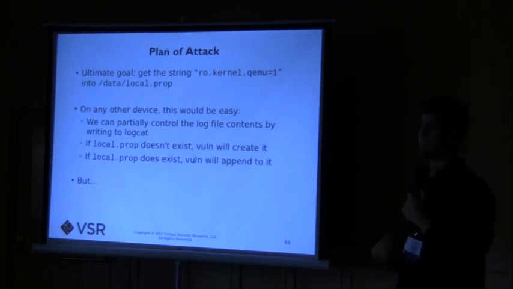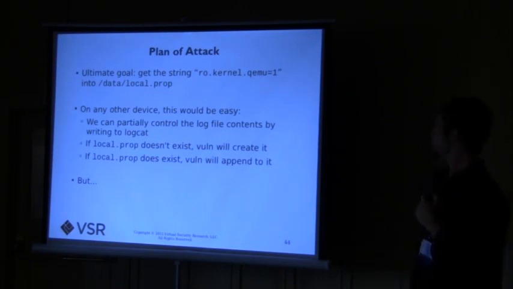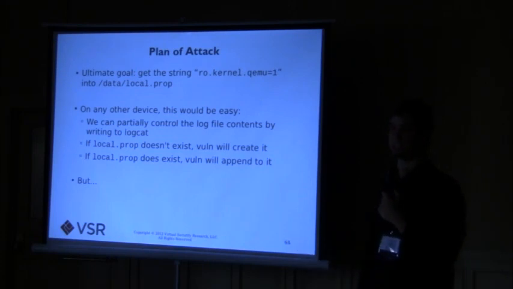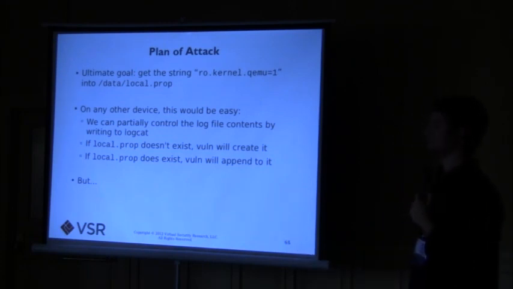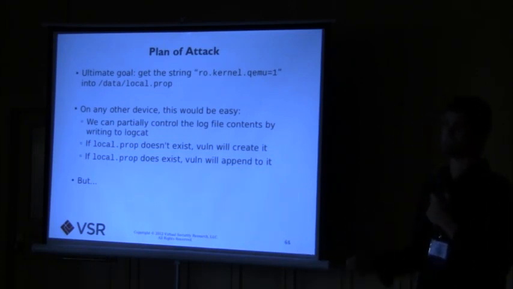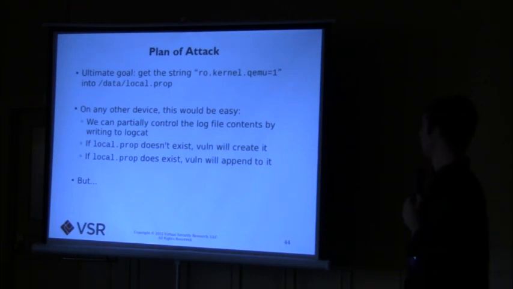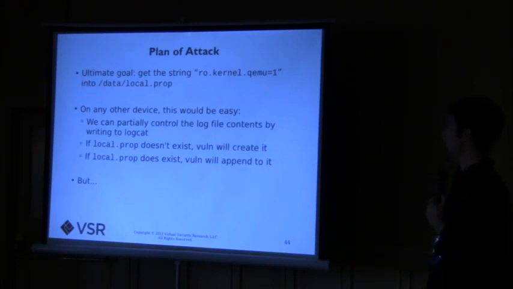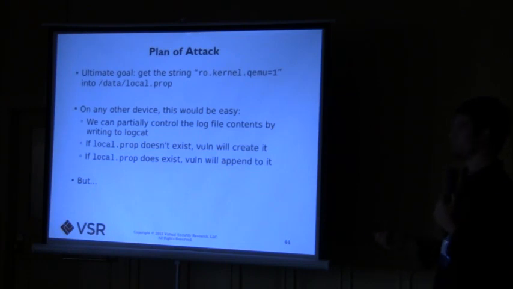So we can develop a plan of attack using this capability. The ultimate goal here is to get that string ro.kernel.qemu=1 into data local.prop, because that causes ADB to run as root and allows us to win. On any other device, this would be really easy. We control the log file contents because we can write to the Android debug logs as an application. If this local.prop file didn't exist, then the vulnerability would create it for us, and if it did exist, the vulnerability would append to it.